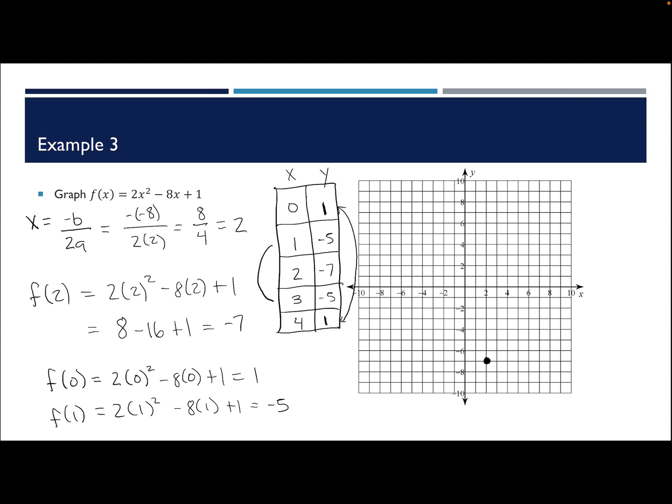We get 0, 1 is right up here. We had 4, 1 is right here. We had 1, negative 5 is right here. And we have 3, negative 5, which is right here. And I'm going to turn that around. And that's how the parabola looks.